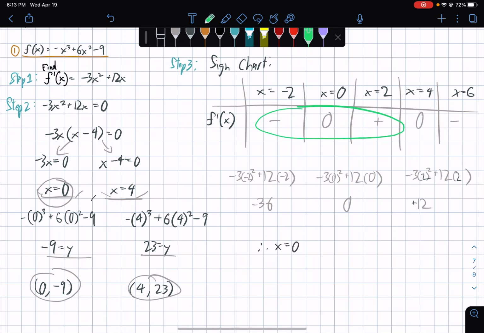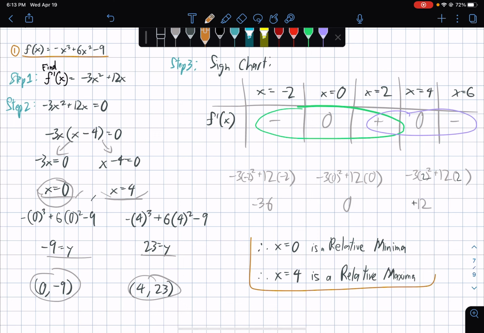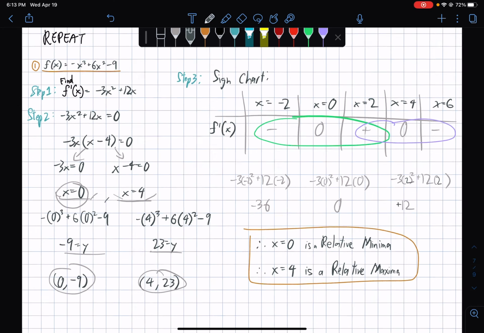As you can see here, from negative to positive, this is a relative minima. Again, from negative to positive, it's relative minima. For x is equal to 4, which is basically positive to negative, the other way around, x equal to 4 is a relative maxima. There it is. Okay.